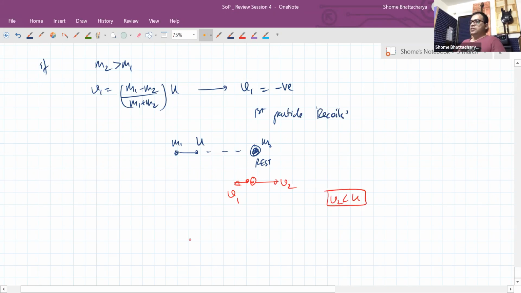So this is again something that we can sort of gain a feel for in terms of how the ratio of the masses, whether the first one is lighter or heavier, is going to affect whether it recoils or continues in the same direction, and whether the second one picks up a larger magnitude of velocity or a lesser magnitude of velocity. Of course, in the event of the collision being perfectly elastic and head-on.